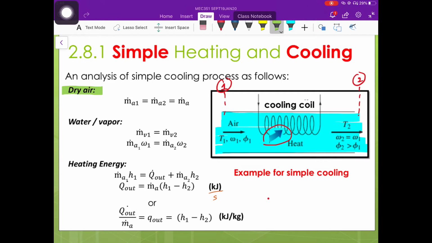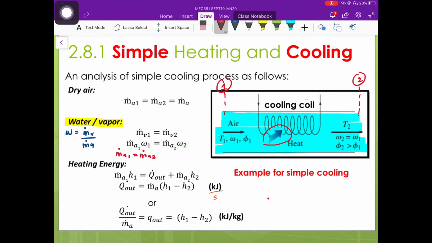If we perform the mass balance for the dry air, we get that the mass flow rate at the inlet is equal to the mass flow rate at the outlet for the dry air. Therefore, we assign it as m dot A. For the mass balance of the water vapor, since we only have one inlet and one outlet, we get m dot V1 equal to m dot V2. We know that omega is equal to m dot V divided by m dot A. Therefore, we get this expression.